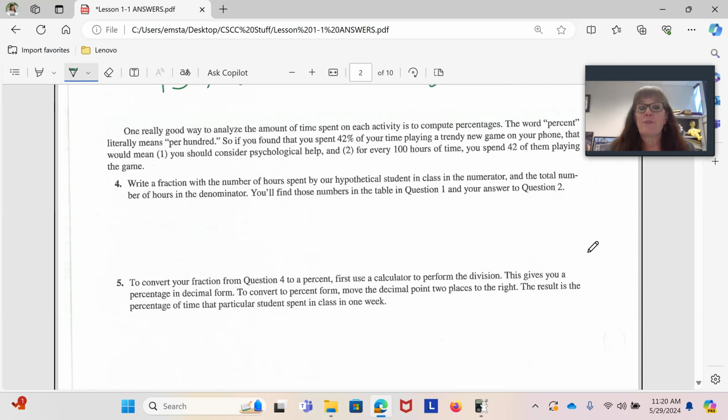Number 4 says, write a fraction with the number of hours spent by our hypothetical student in class in the numerator and the total number of hours in the denominator. So question 1 was the number of hours in class, and from the table in number 1, that was 15 hours. The total number of hours we calculated in number 2, that was 168 hours. And that's all they want for number 4. They want you to write this as a fraction.